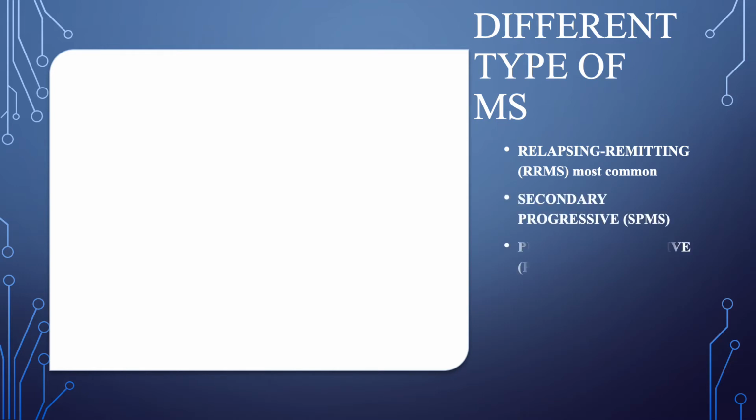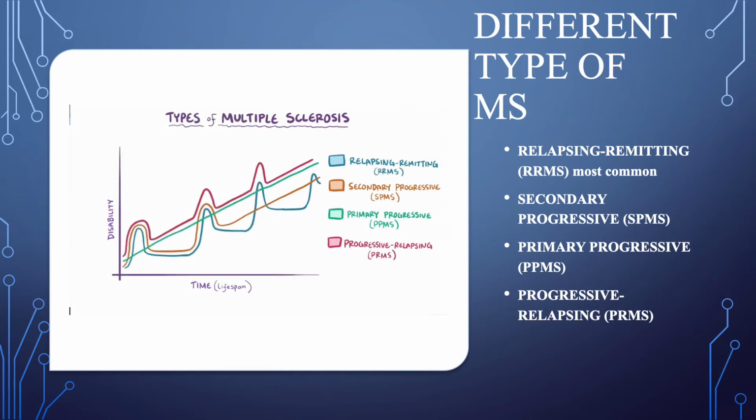There are four main types of multiple sclerosis, which are based on the pattern of symptoms over time, the most common being relapsing remitting. Next to that, secondary progressive, primary progressive, and progressive relapsing.